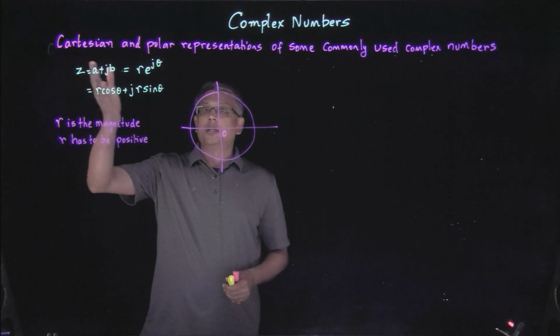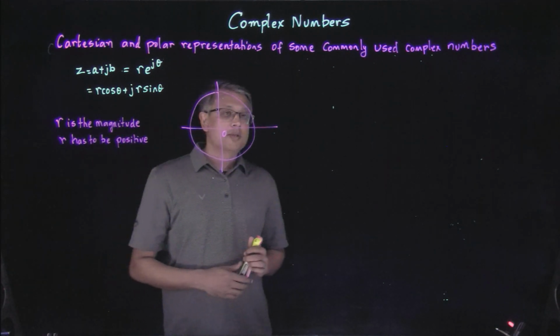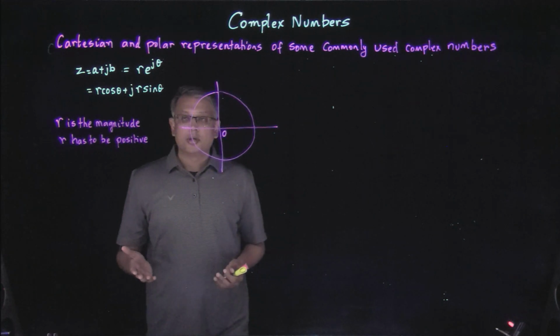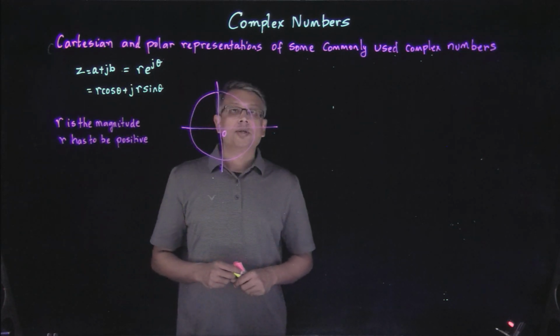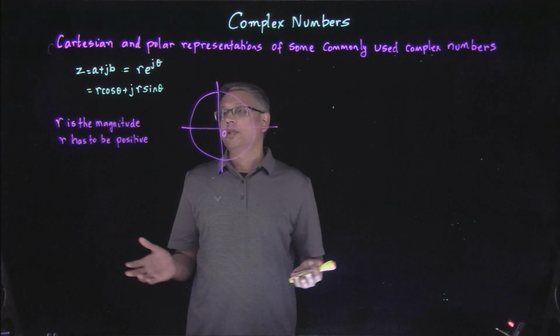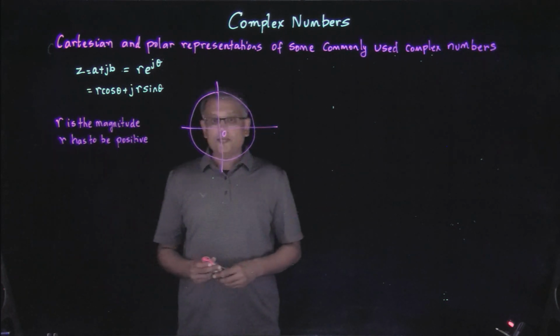We talked about Cartesian and polar representations of complex numbers. And in this video, I'm going to work out a couple of examples. We're going to look at the Cartesian and polar representations of some complex numbers that you might commonly see.